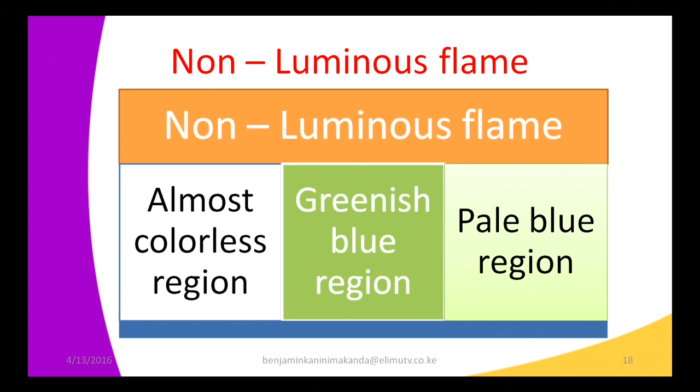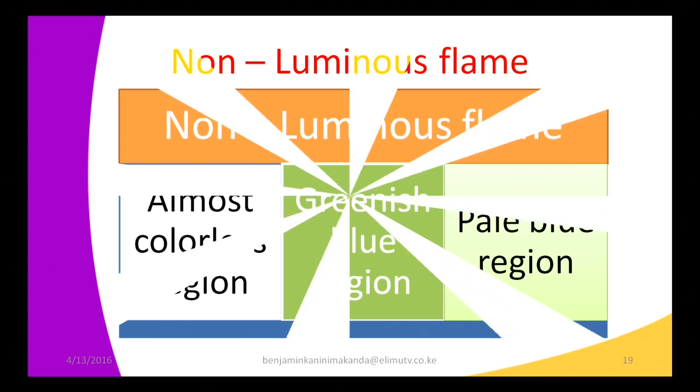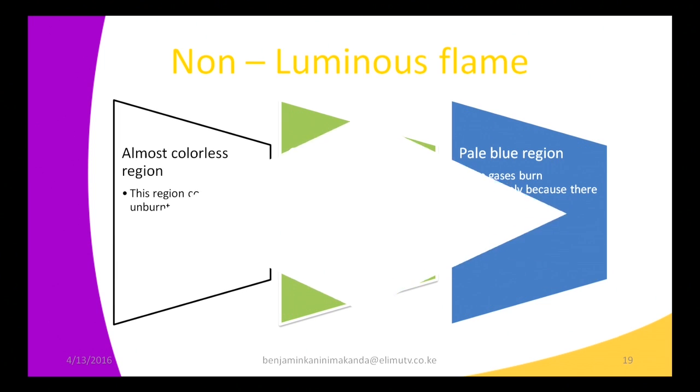So, still on the non-luminous flame, we now summarize the parts as follows. The non-luminous flame has these parts: an almost colorless region. In this box, white in science means that there's no color. White is not a color, therefore it's an almost colorless region. Then we have a greenish blue region, where we have used the word green because we have a region that is green in this flame, and a pale blue region. You should be able to identify whether that color is pale. So those are the parts of a non-luminous flame.